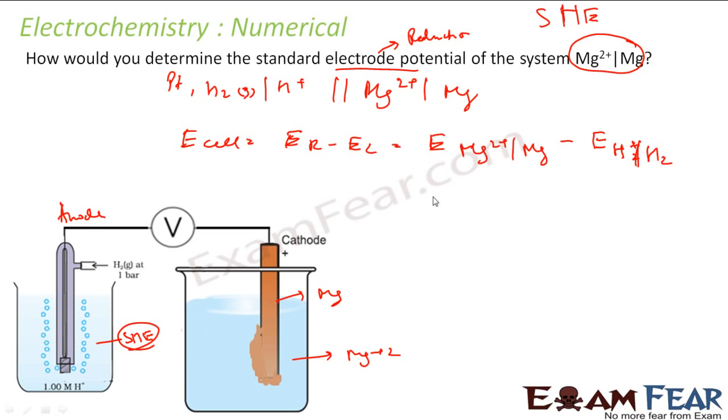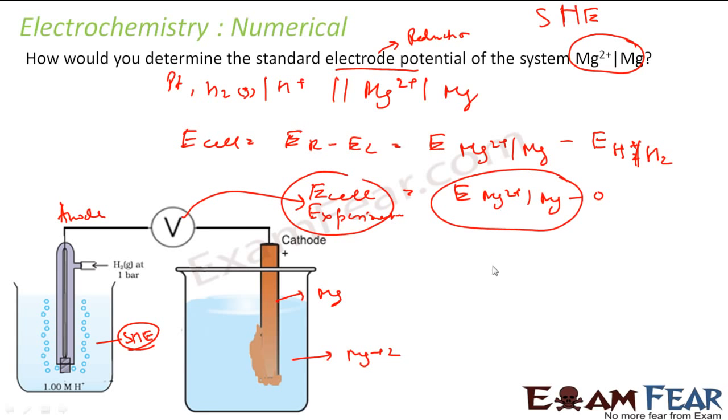Both are reduction potentials, and this is the experimental value we get. And this is nothing but E of Mg2+/Mg minus 0, and this is E cell, the experimental value, because when you connect a voltmeter here, you will get this value. So this is what you get, and this is what you have to find, and that is my answer. Correct? Because this value you will get experimentally. The moment you set this up in your lab, you will get some value here. Whatever reading you get, just put that value, and that becomes your standard electrode potential of Mg2+/Mg.